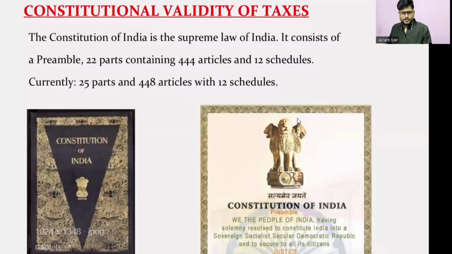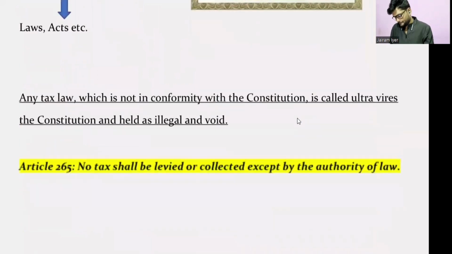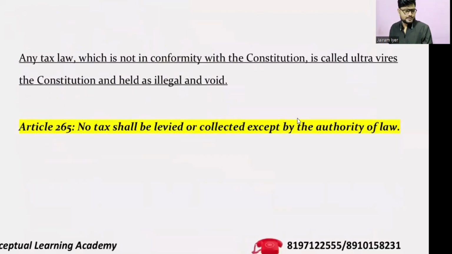Why? Because there is Article 265: no tax shall be levied or collected except by the authority of law. That means that is illegal. You cannot call it a tax. We can call tax only those things which are authorized by law. If law says yes, you can collect this tax, then yes, you can.